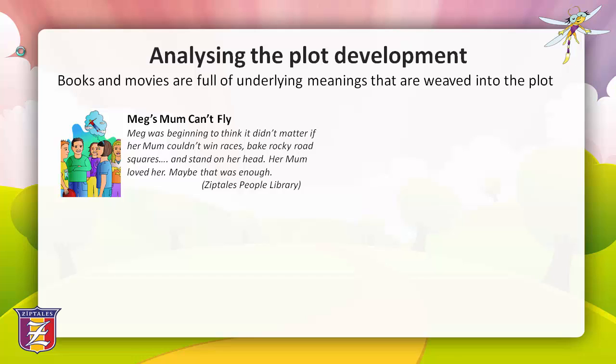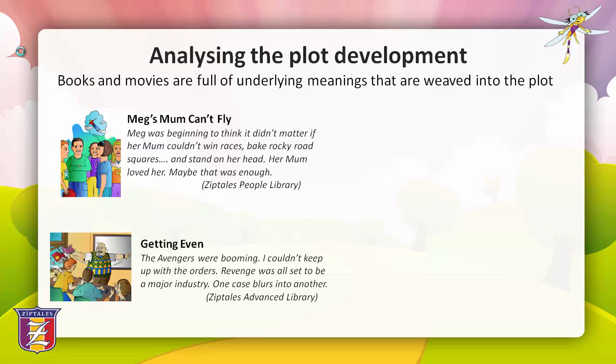Underlying tension or excitement can also be built implicitly into the plot development. In the story Getting Even, a disgruntled student, Simon, starts a business, The Avengers, to help other students at his school take justified revenge on school bullies and the like. It becomes hugely successful, of course. "The Avengers were booming. I couldn't keep up with the orders. Revenge was all set to be a major industry. One case blurs into another." Of course, as the plot develops, a perfect storm is forming that ultimately presents Simon with an unexpected downside to his seemingly flawless business plan.